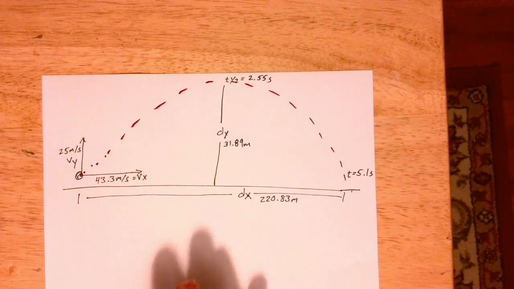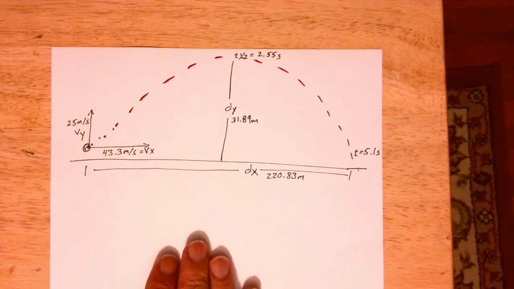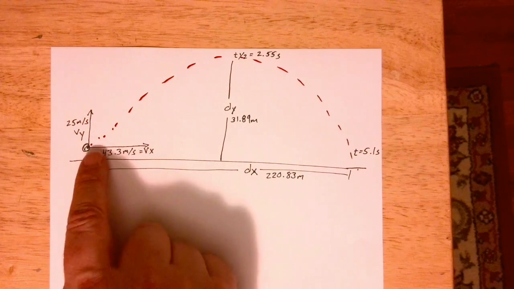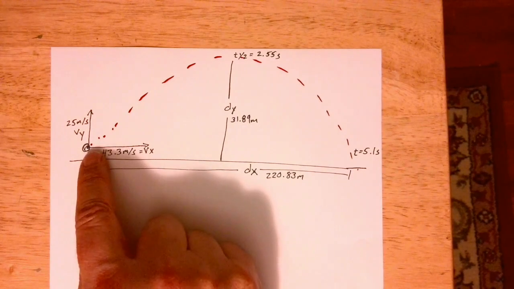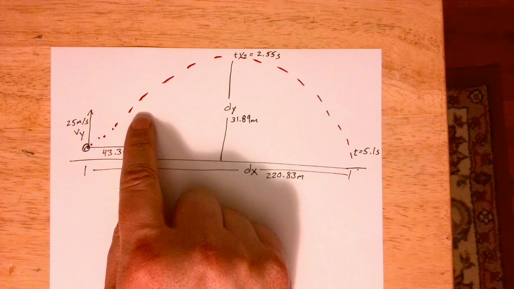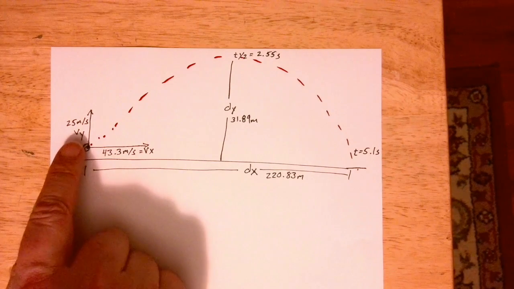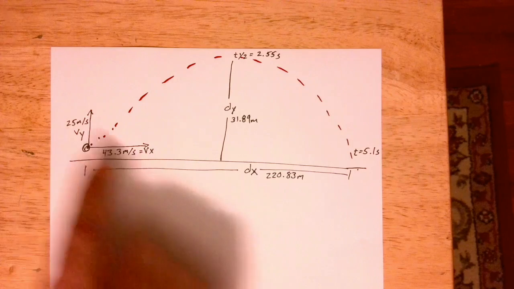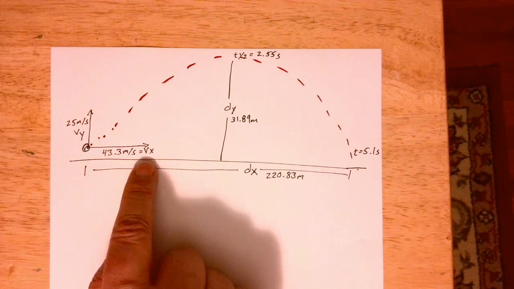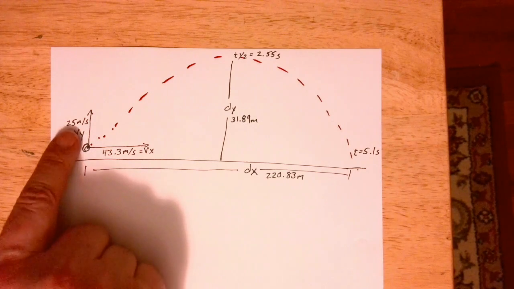Now, this is a continuation from the last problem. We had a ball that was being shot off at 50 meters per second at a 30-degree angle. We took that, we broke it down into its x and y components. So we found out it was going 43.3 meters per second horizontally and 25 meters per second vertically.